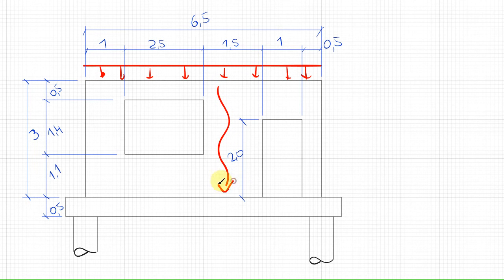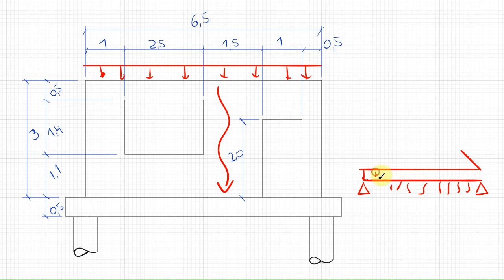directly to this beam. It means we should get the following model: a beam supported by simple supports, also supported by subsoil, and loaded by a line load. The line load could be minus 10 kilonewton per meter.